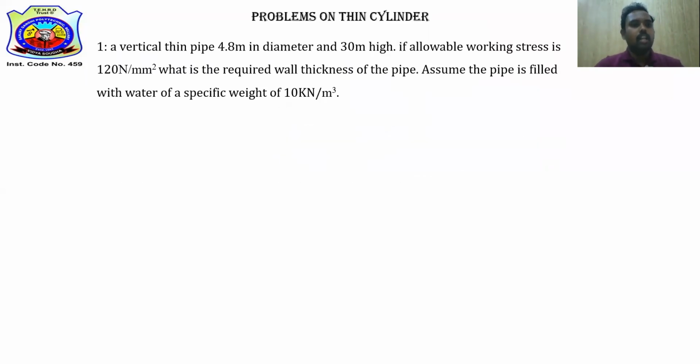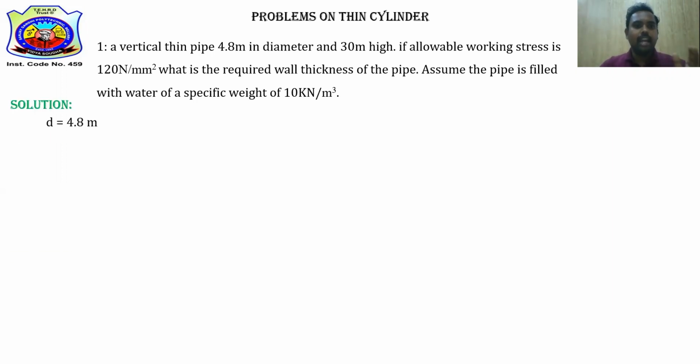What does the problem say? A vertical thin pipe, 4.8 meter in diameter and 30 meter high. If the allowable working stress is 120 Newton per mm square, what is the required wall thickness of the pipe? Assume the pipe is filled with water of specific weight 10 kilonewton per meter cube. Okay, this is the question. So let's solve the question by writing the given values.